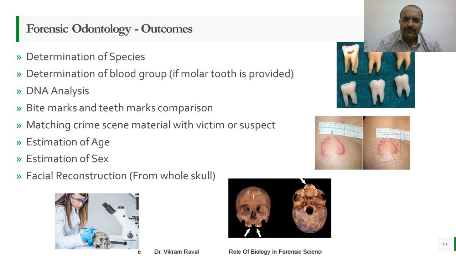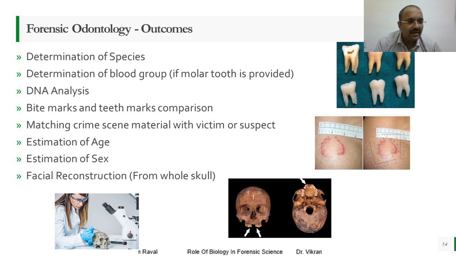As you can see here, what are the possible outcomes of forensic odontology? That is determination of species. There are many cases in the recent past wherein in the jungle area or in wildlife sanctuary areas you may find certain nails or certain teeth of animals. Many times it happens that teeth may be of human as well. Generally if it is a canine, it is visible that the teeth may be of a different type, the length of the teeth may be different.